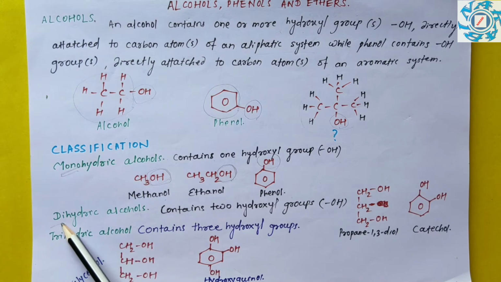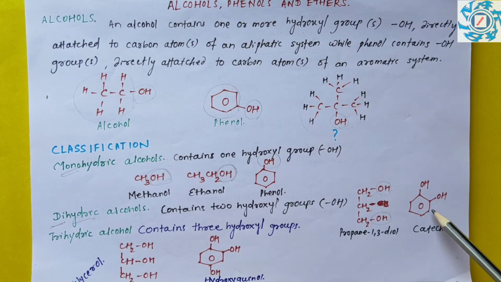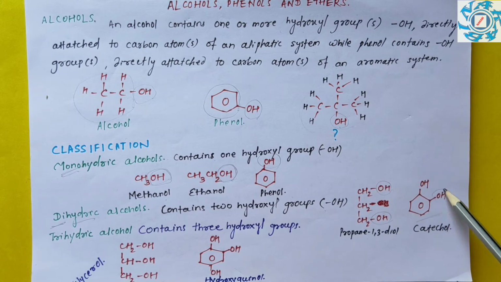Next we will discuss dihydric alcohols. Di means two, hydric means OH groups must be there in the alcohol. So it contains two hydroxyl groups. So you see here this is propane 1,3-diol, and here the example catechol, or you can say 1,2-dihydroxybenzene. So here you are observing two OH groups. So these are the examples of dihydric alcohols.